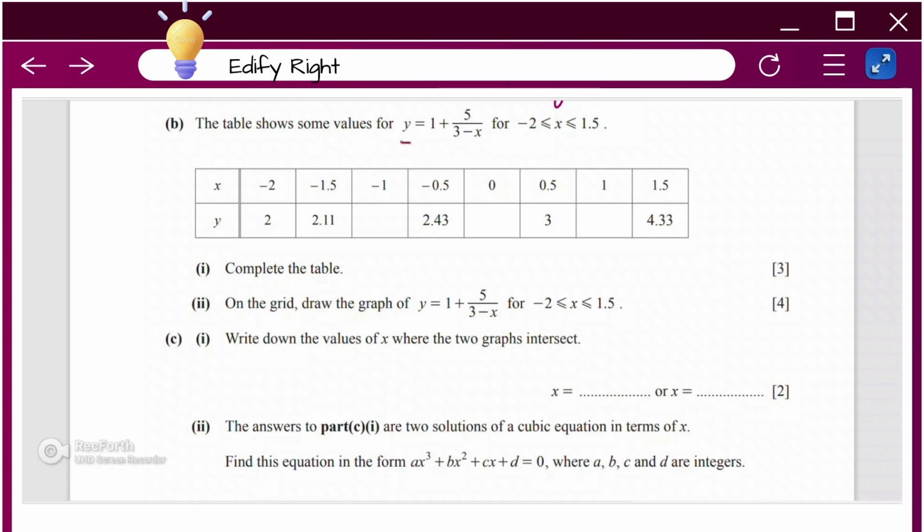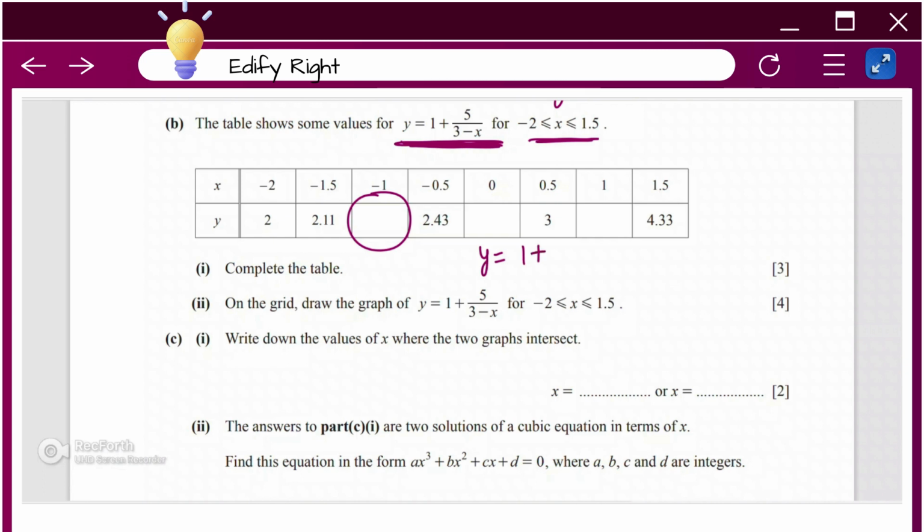Next we have the table shows some values for y equal to 1 plus 5 by 3 minus x, for minus 2 less than x less than equal to 1.5. So this is pretty straightforward. The first question is they're asking you to complete the table. So they've given you the values of x and you just have to substitute the value of x and figure out what y is. So let me do the first grid over here, this box.